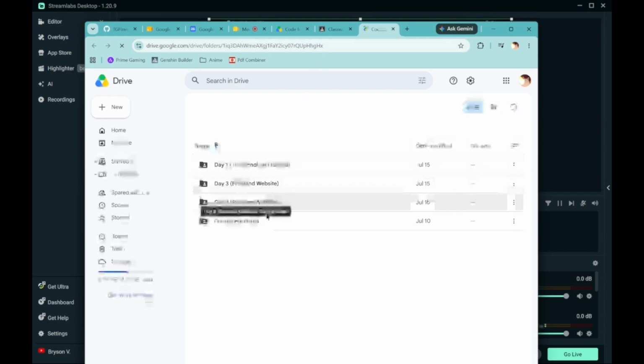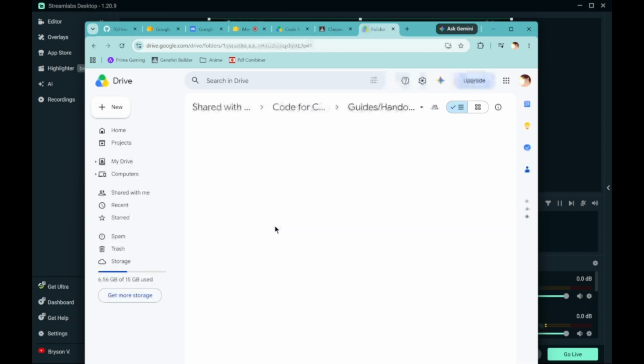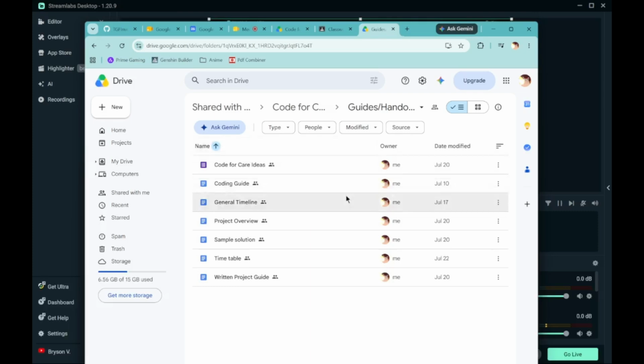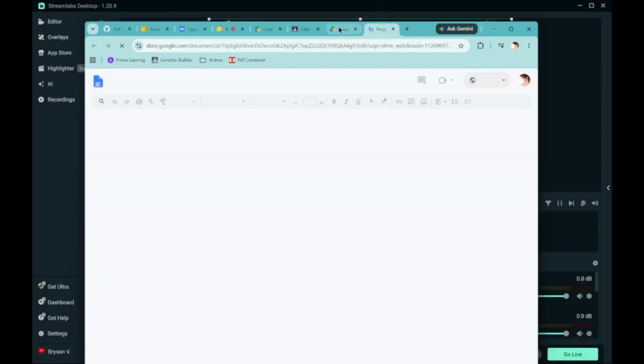In our Google Drive, we're going to have guides and handouts. So it's a few of the files that we're making. The coding guide is going to explain what we want in the coded project. And then the general timeline is, on average, what we're going to be going over every day. Project overview is the main theme of the project, and I'll go over that in a bit. So let me open it.